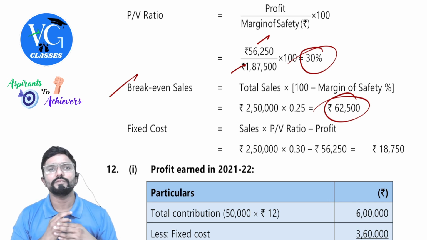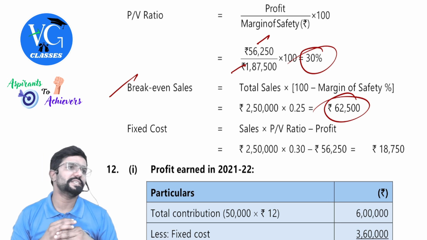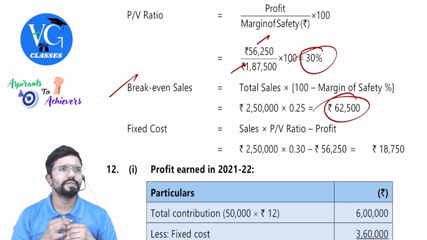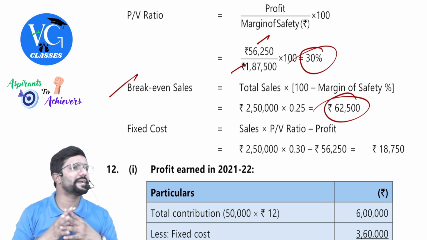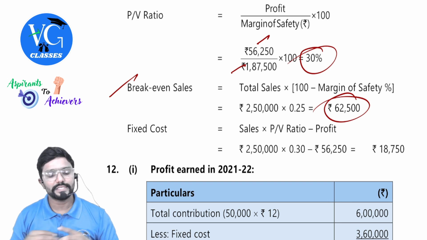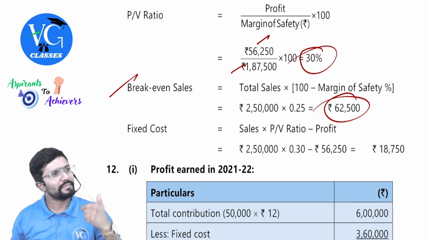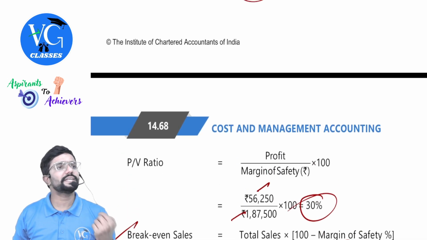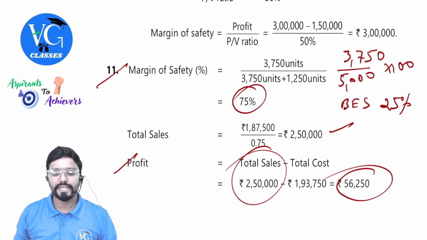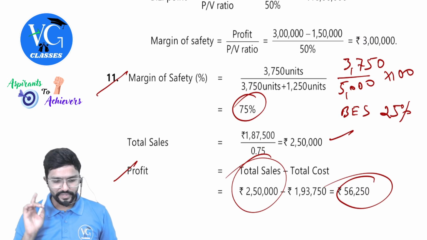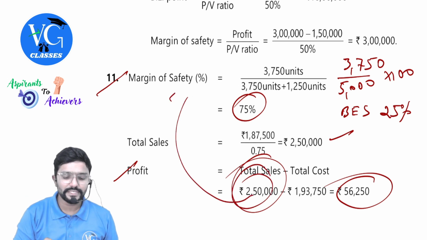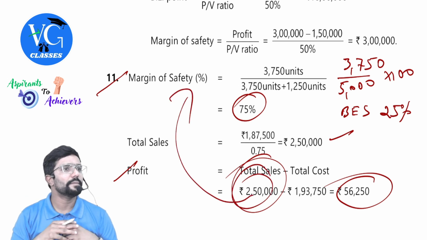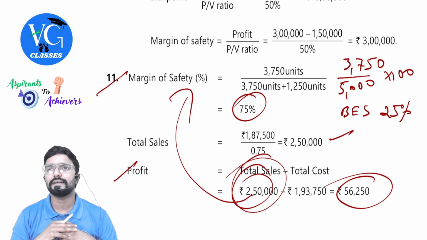Sir, PV ratio we know. Can we calculate fixed cost, sir? Yes. But obviously it will be a little lengthy. Now, the break-even sales formula is what? Fixed cost divided by PV ratio. Or else, total sales you have, margin of safety you have, so deduct each other. For example, rupees margin of safety is given. That means total sales minus margin of safety in rupees, you will get break-even sales. Is that clear? Yes, sir.